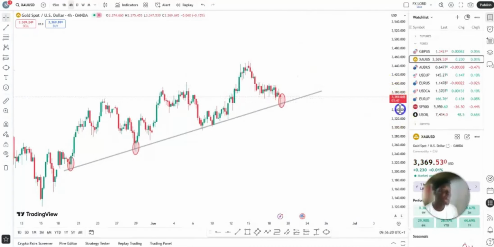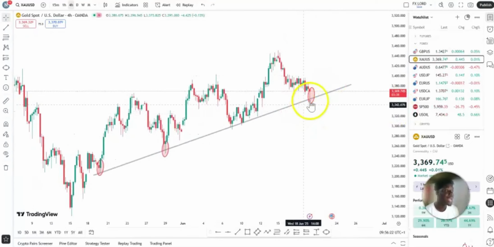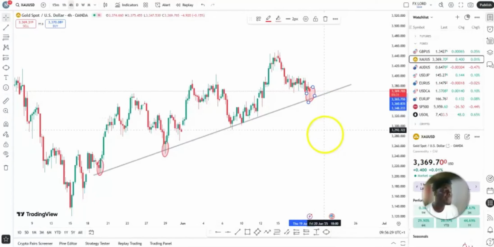I'm expecting to buy. You can already see this weak candle right here. The market is rejecting from this trend line already, so I'll be buying at this level.